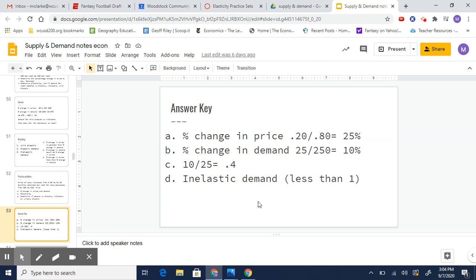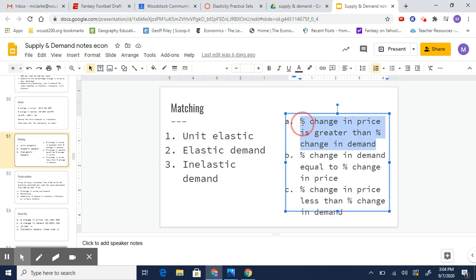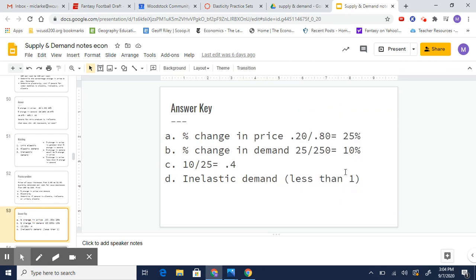So right there, if you look at these two, which one's greater, guys? It's the percentage change in price. So knowing that without even doing the math, is this going to be elastic or inelastic? Don't even look at D. Take your eyes off D. It's going to be inelastic because, look back at your matching, the percentage change in price is greater than the percentage change in demand. Isn't that true here? 25 is greater than 10, right?